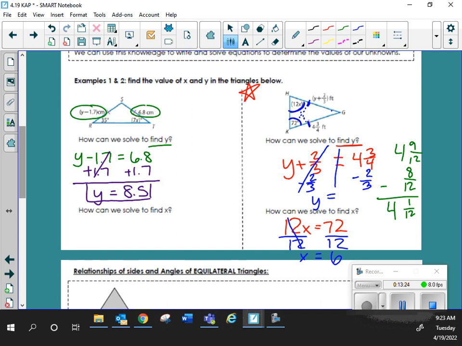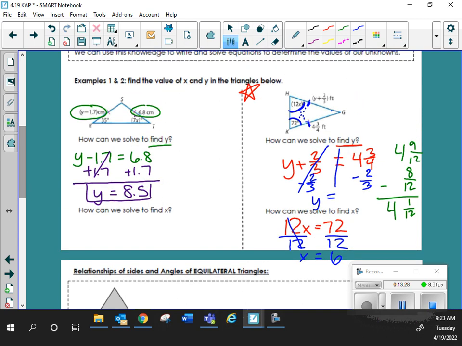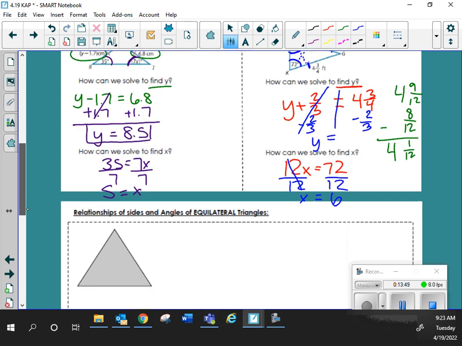Gucci. Okay, talking about x. Okay, x is talking about that angle measure. I know that 7x is equal to 35 because those are across from each other. 35 is equal to 7x. 35 divided by 7. X is equal to what, Will? 5. Thank you so much. Awesome job. Okay, so that is talking about isosceles triangles.